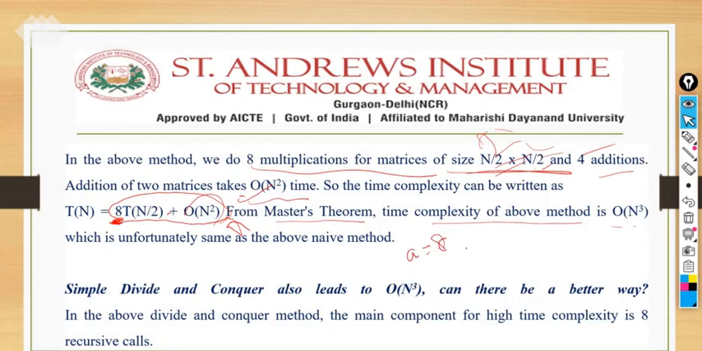A value is 8, B value is 2. The division value is n divided by B. So we need to check log base B of A, that means log base 2 of 8. Log 8 will be 2 raised to power 3. It will be 3, right?